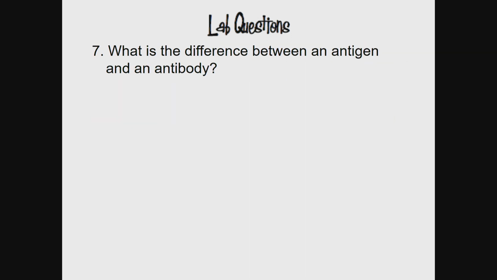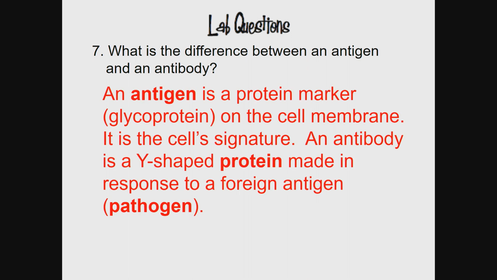Last question, what is the difference between an antigen and an antibody? An antigen is a protein marker or glycoprotein on the cell membrane. It is the cell's signature. An antibody is a Y-shaped protein made in response to a foreign antigen or pathogen.